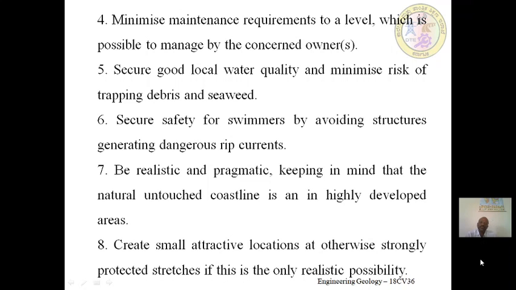Secure safety for swimmers by avoiding structures generating dangerous rip currents. Be realistic and pragmatic, keeping in mind that the natural untouched coastal line is rare in highly developed areas. Create small attractive locations at otherwise strongly protected stretches if this is the only realistic possibility.